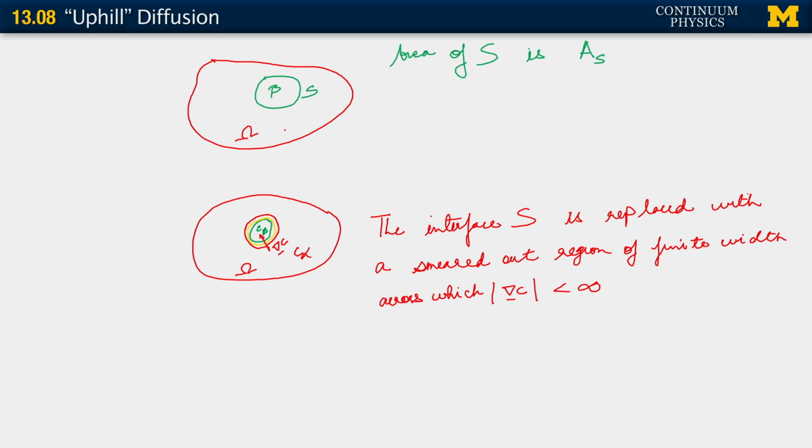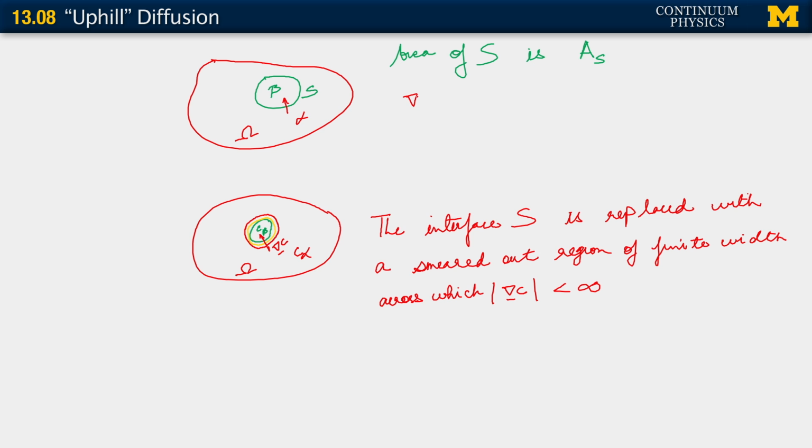On the other hand, in this sort of a picture, if things change from C alpha to C beta suddenly, there would be a discontinuity in concentration across that sharp surface between alpha and beta. And we would pick up, in this case, the norm of gradient C is unbounded.